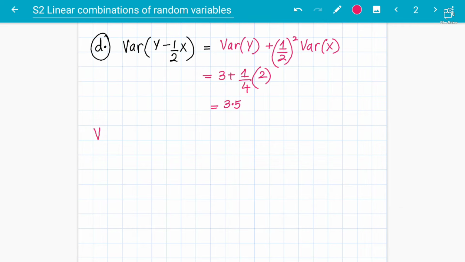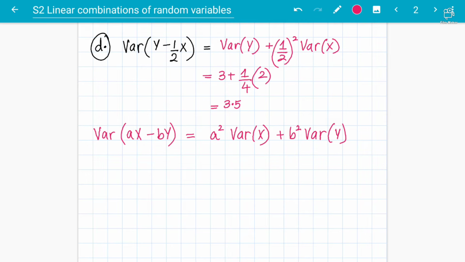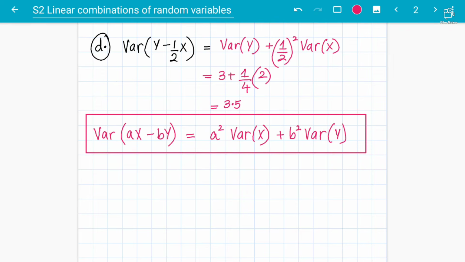So you have to establish a rule here, students, that if you have the variance of ax minus by, understand very carefully, it becomes a squared variance of x plus b squared variance of y. Okay, hope everyone gets this, that the variance of ax minus by will be a squared times the variance of x plus b squared times the variance of y, and that is a very important concept. So there are 4 concepts that you need to know: how to find the mean and variance when you have a plus sign and a minus sign.